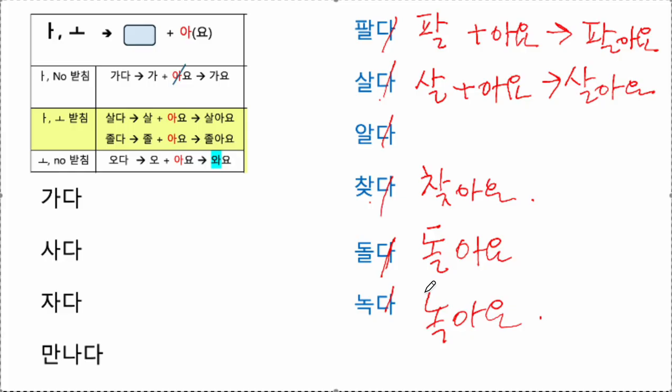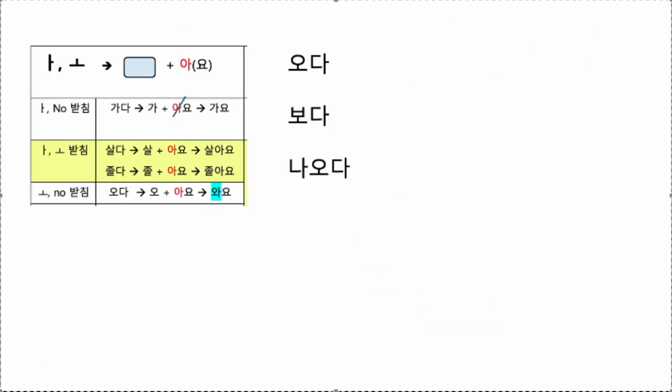Okay? Now, the next one is the last part from the 아 and 오 group. 오, but has no 받침. So it's a little irregular here. 오 plus 아요, which means come. But say it fast: 오아요, 와요. It sounds like 와요. So they actually combine in this case. 오 plus 아 combines and it becomes 와요.